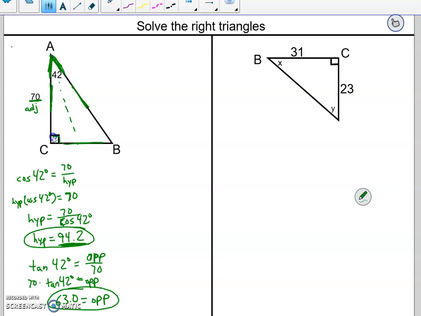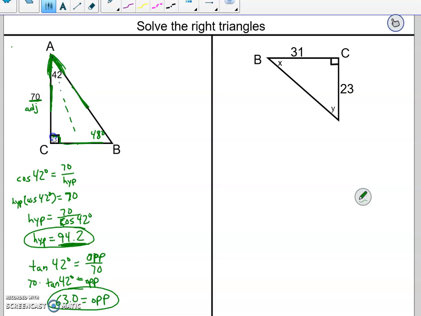All right, so now I've got all 3 sides. And you might say, well, I don't have all 3 angles, but that's easy enough, right? If this one's 90 and this one's 42, 180 minus 90 minus 42 would mean I'd have to have an angle down here of 48 degrees. Okay, so that one's not too tricky.